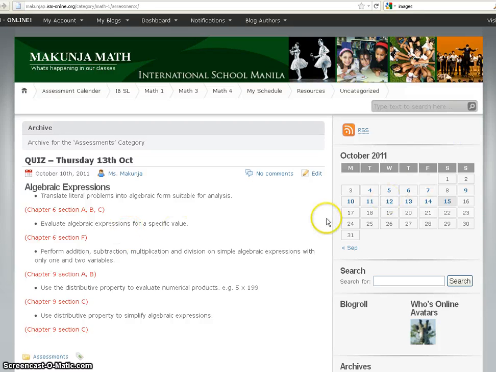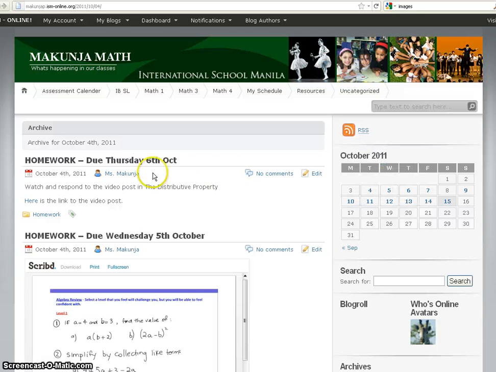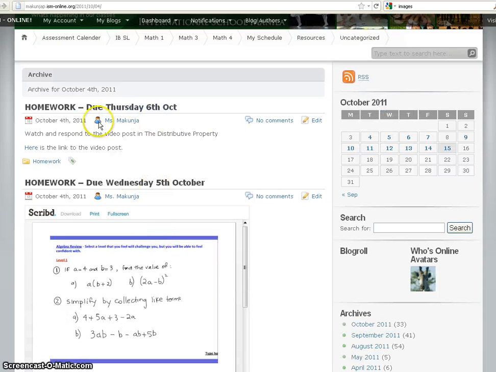Okay, a couple of other tools over the right hand side here. Let's say someone was away and they were away on the 4th of October. So you can go to the calendar and click on the 4th of October so that any notes that went up in their class or any homework will be posted here, and so they can keep caught up with homework and work and so on, when they're absent.